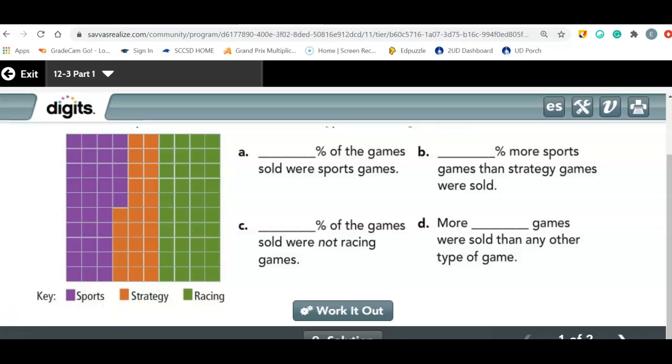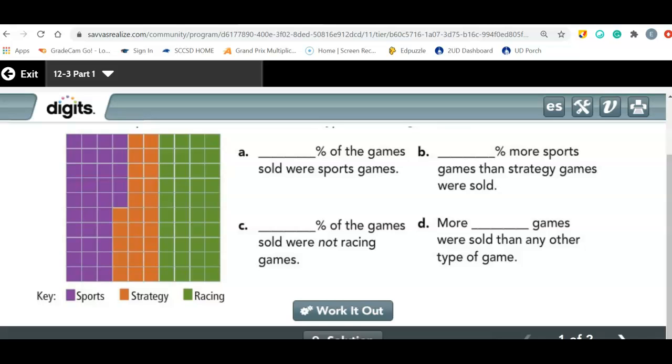This whole chart would be what percent? Good. It would be 100%. There are 100 different boxes, units. There we go. Thank you. There are 100 different units, so 100 over 100 is 1. 1 equals 100%. The first one says, what percent of the games sold were sports games?